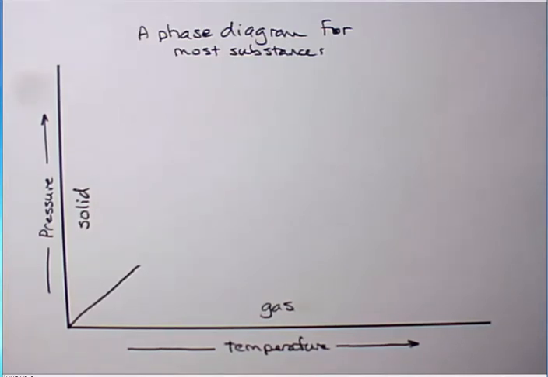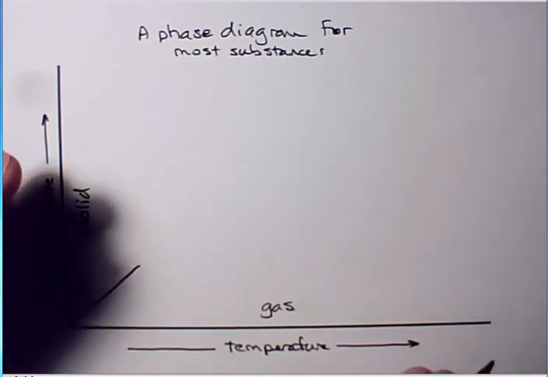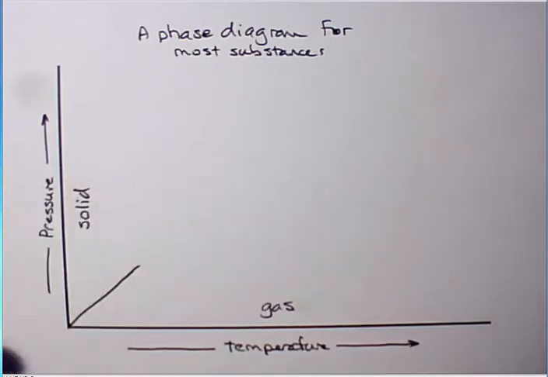That's also why in Denver, Colorado, which is much higher up than it is here, water boils at a lower temperature, because the pressure is lower. The higher up you go, the lower the pressure. But there is a certain point where we get enough pressure and a high enough temperature that we can have a liquid.